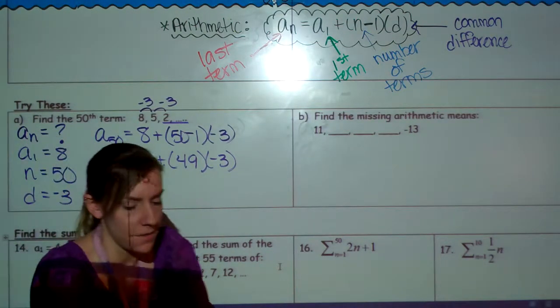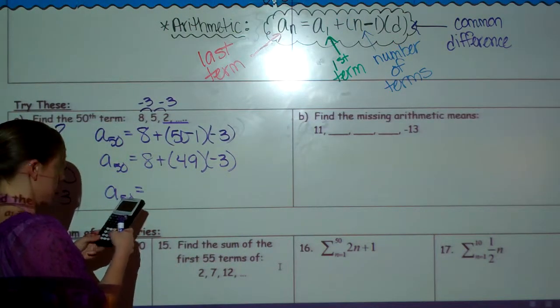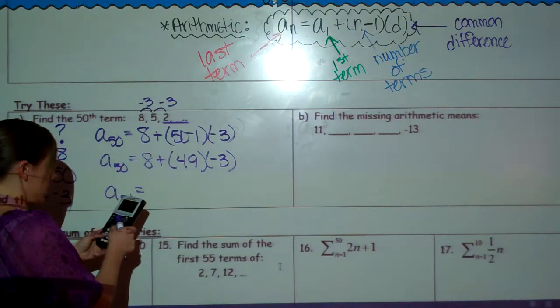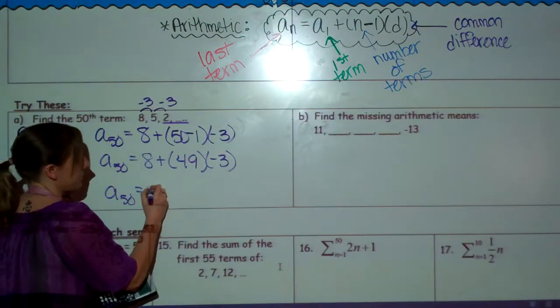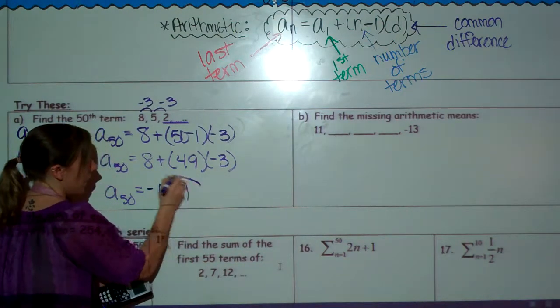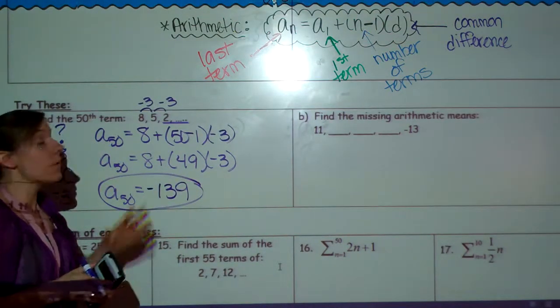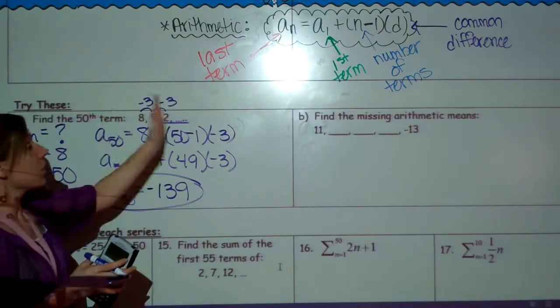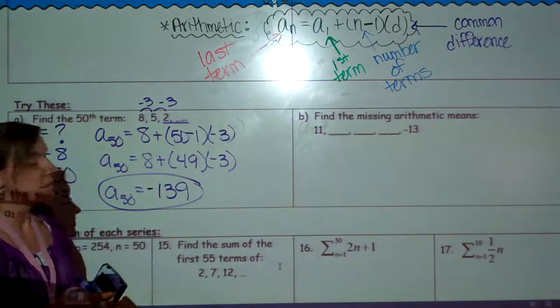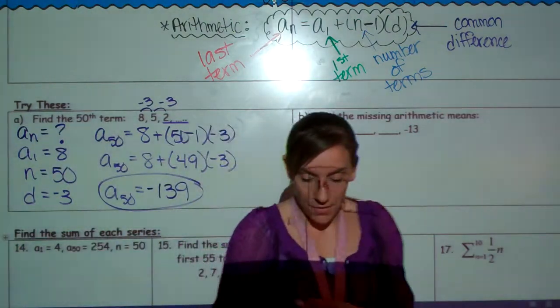All right, and again, I'm just going to use my calculator for most of this. 8 plus 49 times -3. All right, so if we keep going down by 3, when we get to the 50th term, the number is going to be -139, okay?